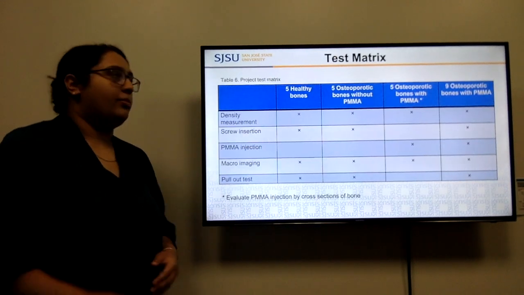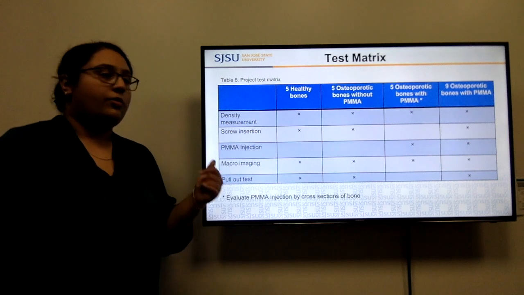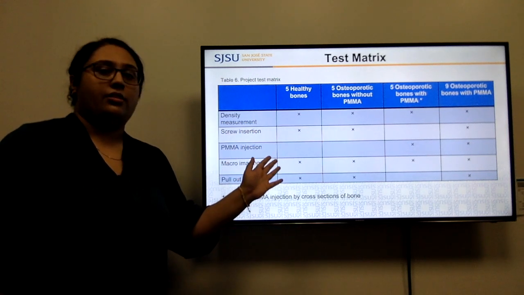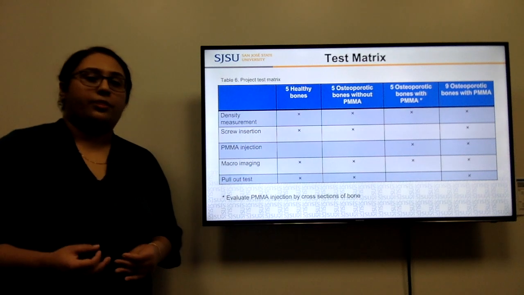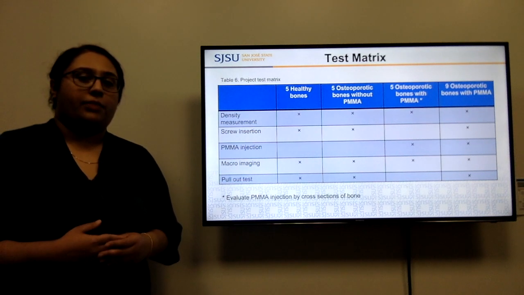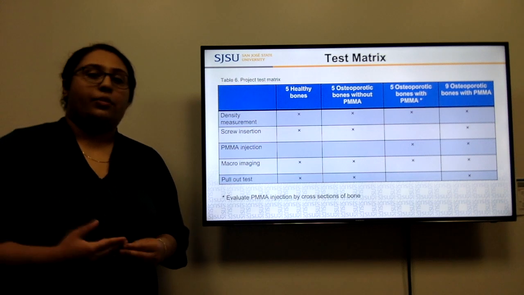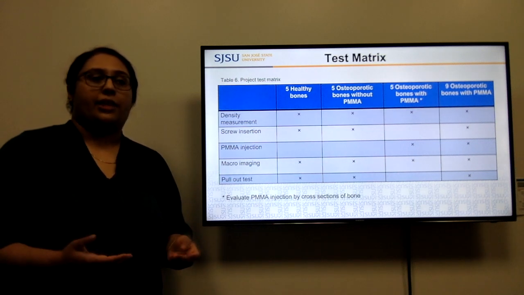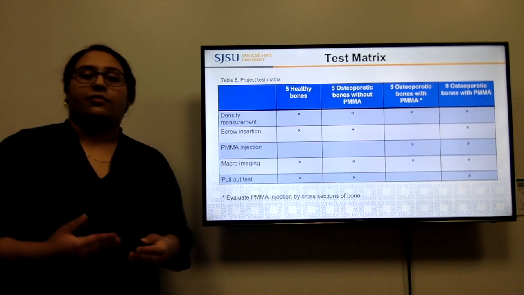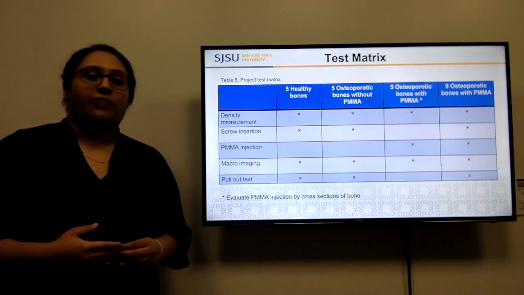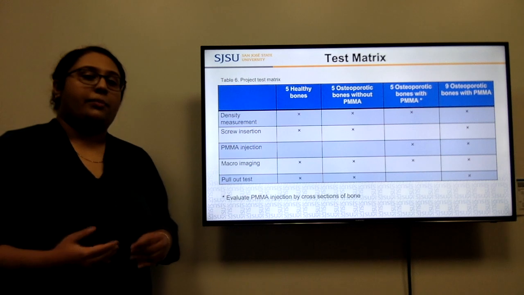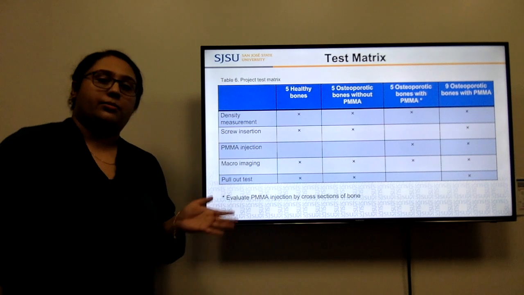And here is our project test matrix. So we have 5 healthy bones that went through everything other than the PMMA injection, 5 osteoporotic bones that also did not go through the PMMA injection. Then we had 5 more osteoporotic bones with PMMA that was used to study if the PMMA was injected properly into the bones, and 9 osteoporotic bones with PMMA that went through each of the multiple tests shown here.